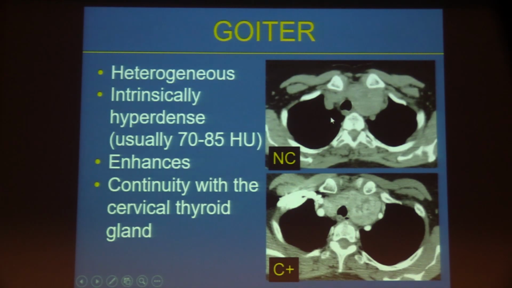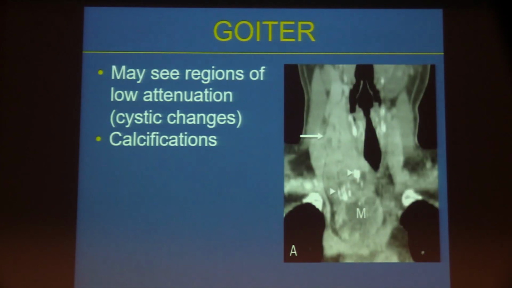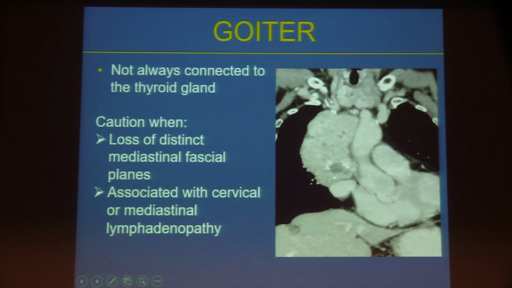And on CT, it has a very typical appearance. Without contrast, it's muscle or higher in attenuation. You give contrast and there's high uptake of contrast, and it will often continue to the neck, and you'll see that the same imaging characteristics are seen in the neck portion and the chest portion, with cystic change and calcifications. Sometimes we don't even see the connection, but it doesn't matter, because sometimes it's just a fibrous strand and we can't see it with imaging. You see a typical characteristic appearance of a goiter with high contrast uptake, cystic change, calcifications, same in the neck, same in the chest. It's a goiter, and there's no need to do anything.